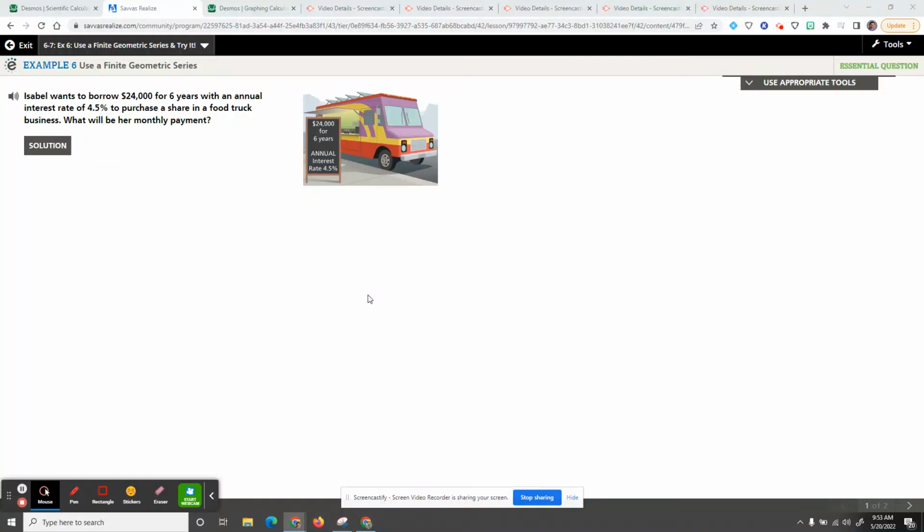Now we're going to look at this concept in context. Isabel wants to borrow $24,000 for 6 years with an annual interest rate of 4.5% to purchase a food truck. What will be her monthly payment?